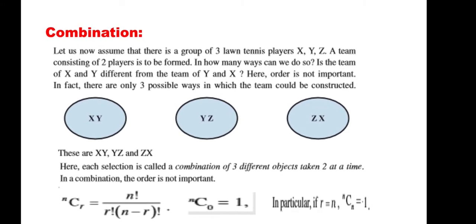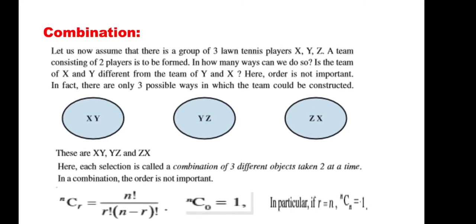So what is the meaning of combination? Combination is nothing but selection. Suppose x, y, z are three players, and out of these three players we have to select two players. In how many possible ways can we select two players from the three players? You can see that the first selection is xy, the second selection is yz, and the third selection is zx.